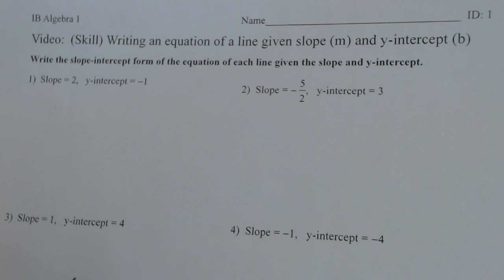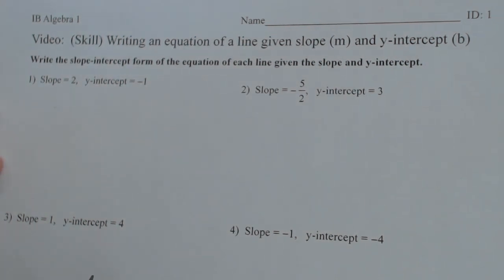Today we are going to be writing an equation of a line given slope m and y-intercept b. And this is just the skill of writing an equation. We are going to be looking at an application of how to pull out the numbers and then use our skill, which you're learning now, to write those numbers.